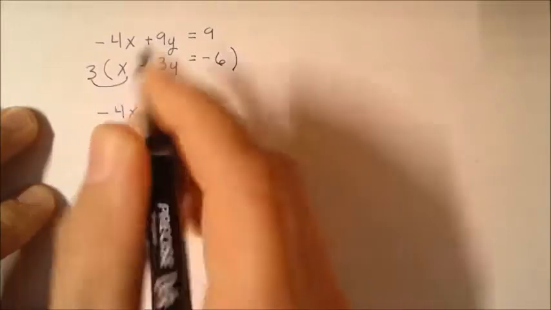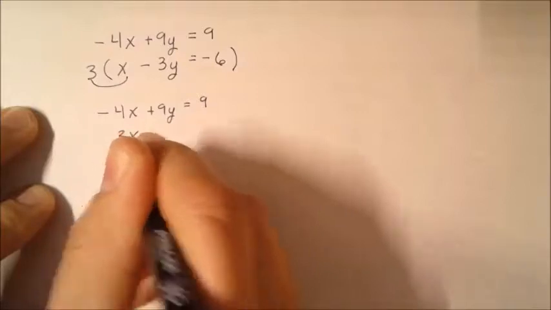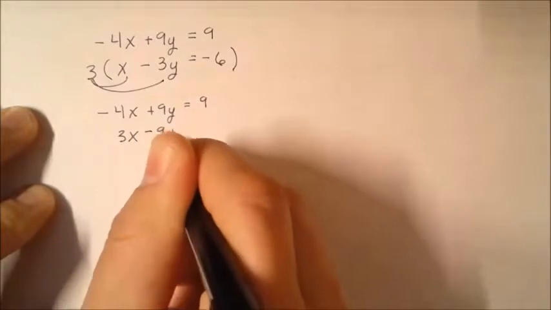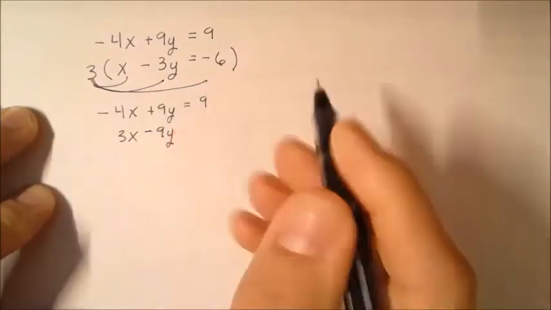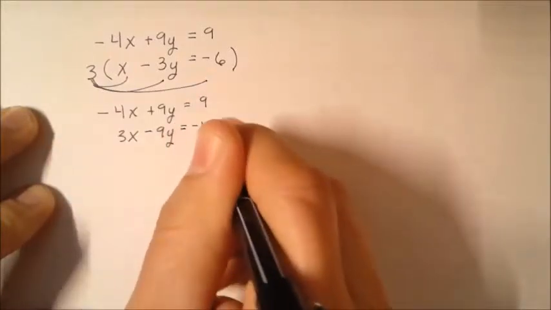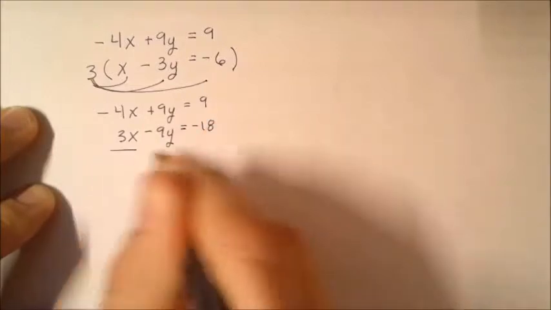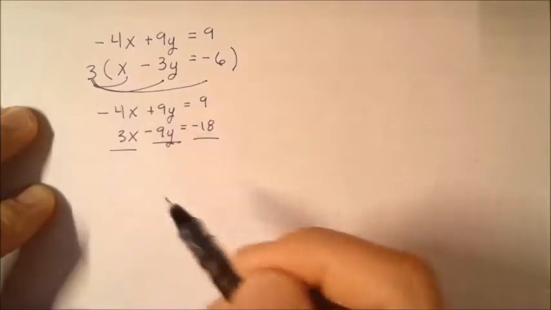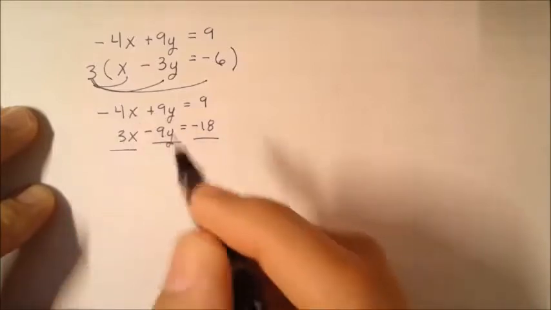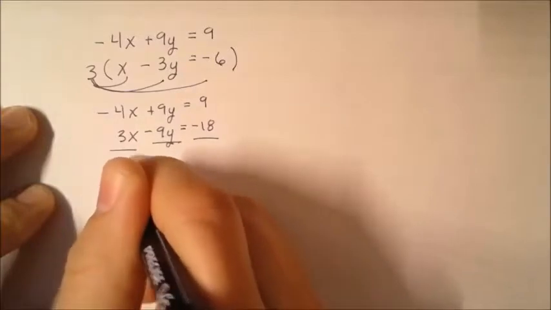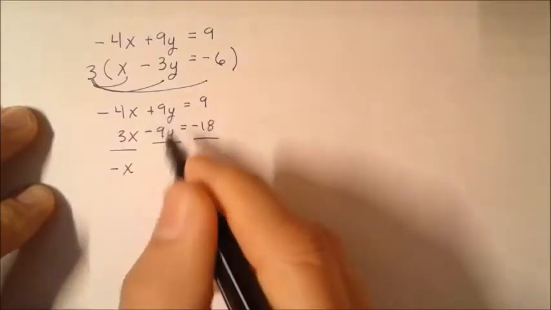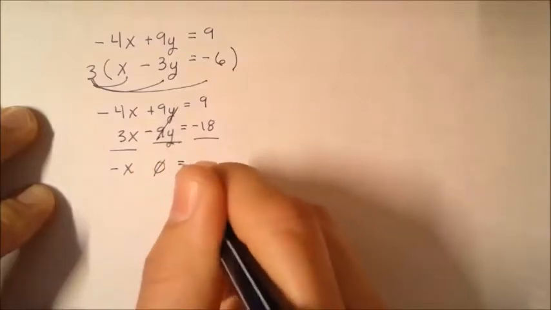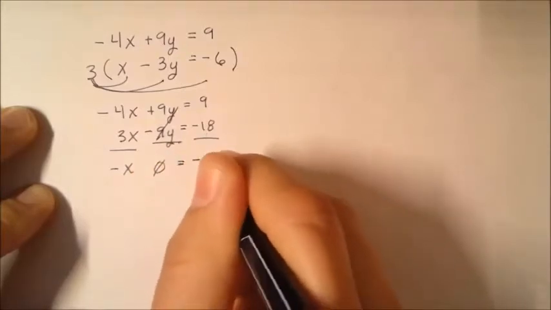So I'm going to say 3 times x. That gives me 3x. 3 times negative 3y gives me a negative 9y. And 3 times negative 6 gives me a negative 18. Now if you look at this, I can treat this as individual math problems from top to bottom. So I have negative 4x plus 3x. That's going to leave me with a negative x. I have positive 9y minus 9y. That's going to leave me with 0. And then 9 minus 18 leaves me with a negative 9.